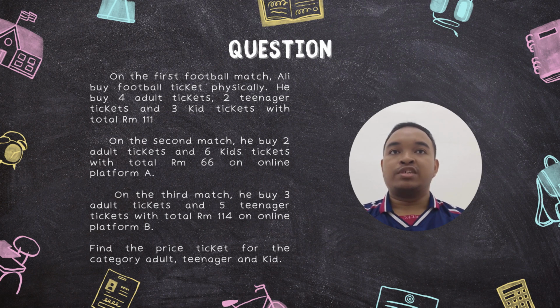So, our problem in this case study is, on the first football match, Ali bought football tickets physically. He bought 4 adult tickets, 2 teenager tickets and 3 kids tickets with a total of RM111. On the second match, he bought 2 adult tickets and 6 kids tickets with a total of RM66 on online platform A. On the third match, he bought 3 adult tickets and 5 teenager tickets with a total of RM114 on online platform B. Find the ticket price for the categories adult, teenager and kids.